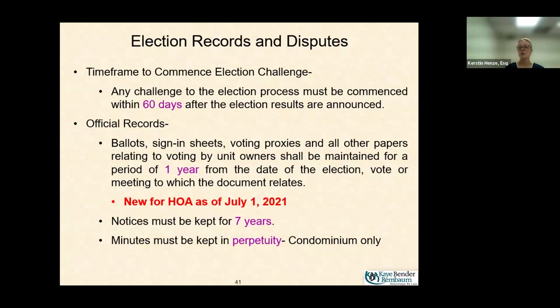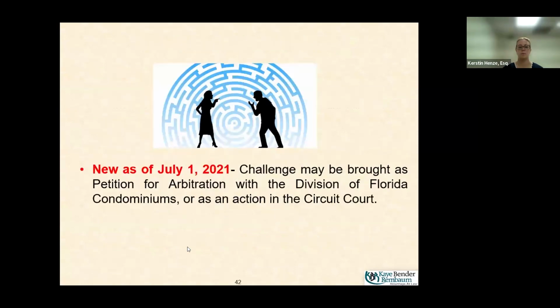This includes any ballots that were disregarded. Even though they were disregarded and not counted, they're still an official record. This became a law for HOAs July 1st of 2021. Note that notices must also be kept for 7 years. And for condominiums, minutes of meetings have to be kept in perpetuity.